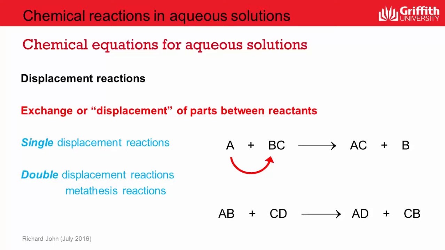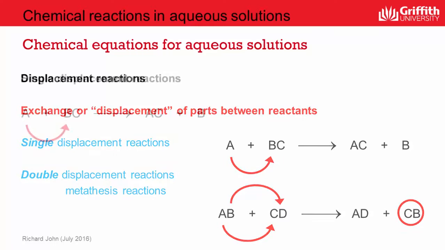So in the general reaction scheme here, AB plus CD going to AD plus CB. What we can see here is that A would replace C to produce the compound AD, and at the same time B would replace D to form the compound CB.